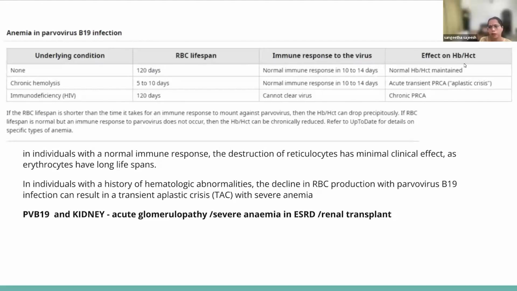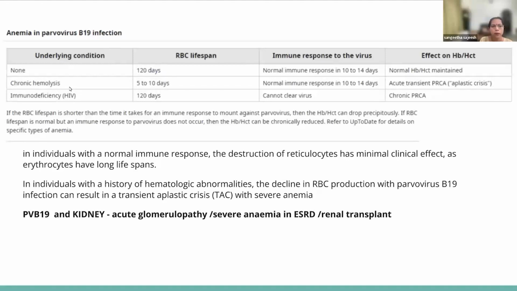So anemia in parvovirus B19 infection depends on three factors: the underlying condition, RBC lifespan, and the immune response to the virus. If the patient does not have any underlying conditions like hemolysis or immunodeficiency, you know that the RBC lifespan is 120 days. In such a patient the immune response is normal within 10 to 14 days, and normal hemoglobin and hematocrit will be maintained. Even though there could be a small drop during the infection, it comes back to normal within 14 days.